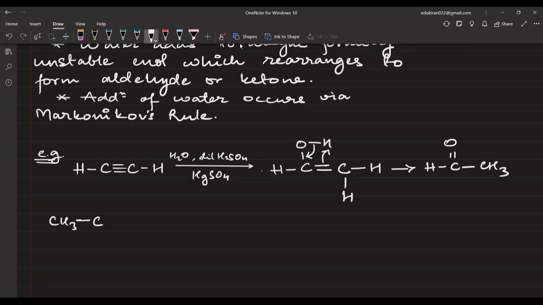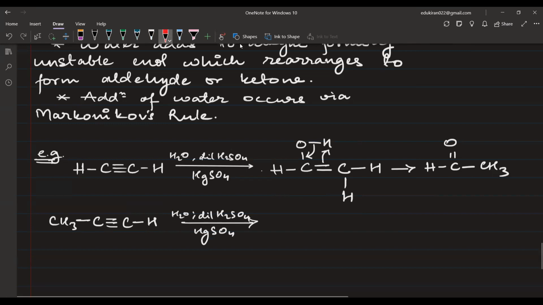CH3, C triple bond, CH. Now here also we are going to have H2O, dilute H2SO4 and HgSO4. Now in this case, we have two different carbon atoms here. Please listen now very carefully. The red carbon atom and the green carbon atom. Now tell me, to which carbon atom will OH attach? OH will attach to red carbon atom or the green carbon atom?